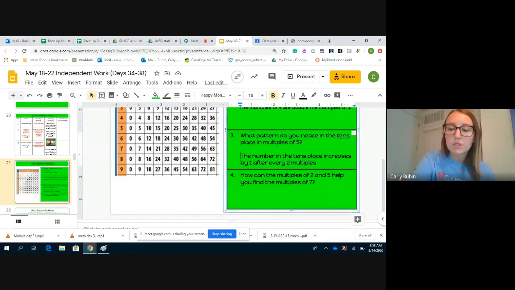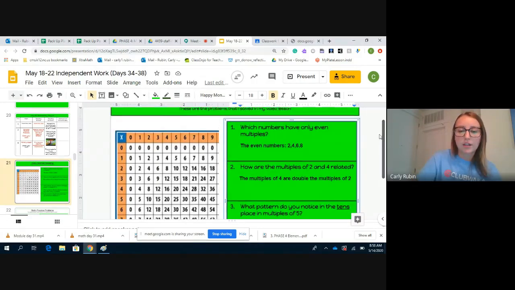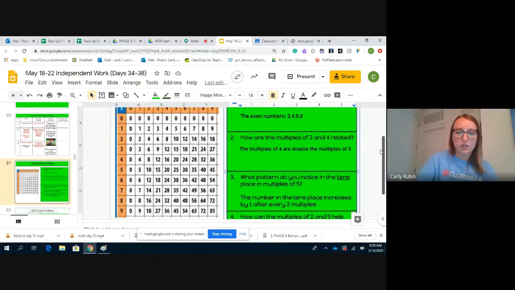How can the multiples of 2 and 5 help you find the multiples of 7? So let's think about how those three numbers can be connected. Because right now, 2, 5, and 7 seem like they're all random numbers. But the more that I think about it, I know that 5 plus 2 gives me 7. So let's see if that shows anything on the multiplication chart.